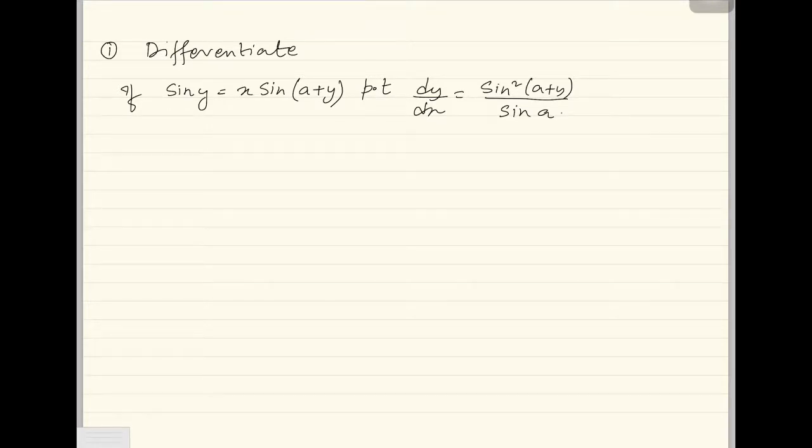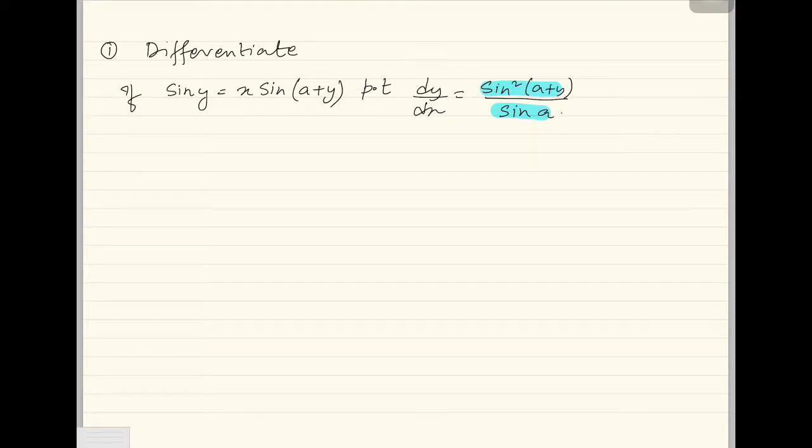So the first one is, if sin y equals x sin(a + y), prove that dy/dx equals sin²(a + y) divided by sin a. As I can see here, in the proof part there is a sin²(a + y), isn't it? And I know this square happens if we use the quotient rule in the denominator, isn't it everyone? Because if we use the quotient rule, then the denominator becomes v².